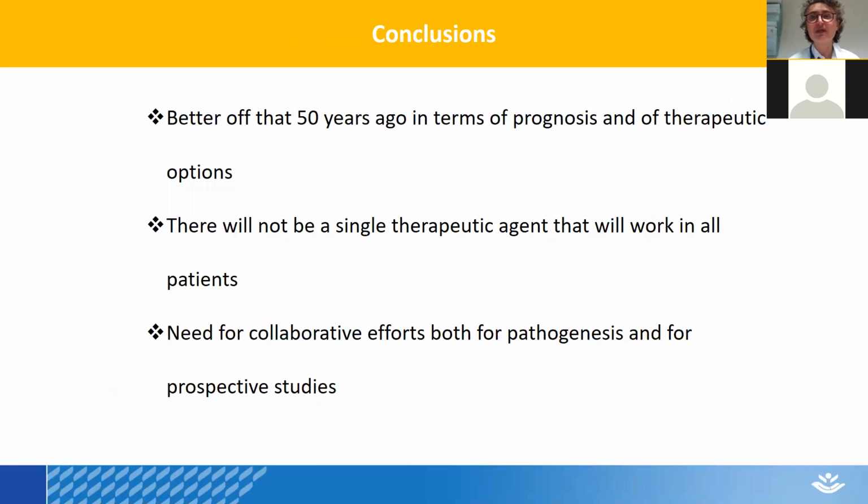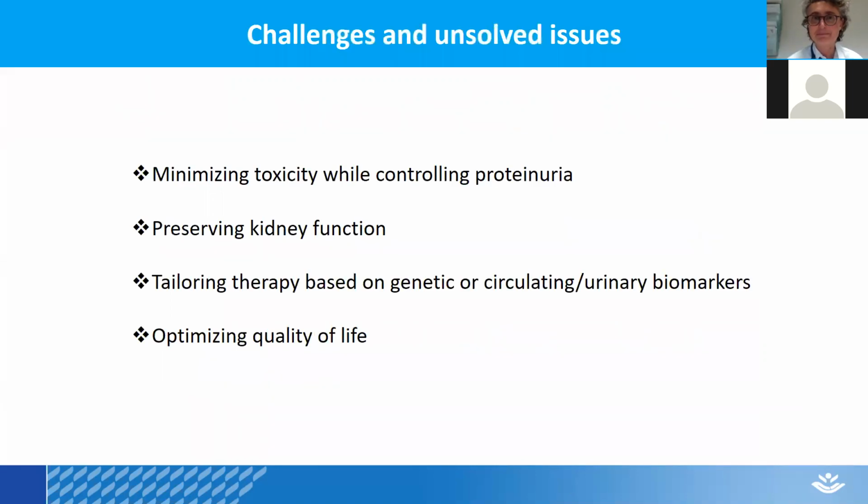So in conclusion, I really wanted you to be confident that we are much better off than we were 50 years ago in terms of prognosis and of therapeutic options. I don't believe that there will be a single therapeutic agent that will work in all patients. And so it's really important to put in place collaborative efforts, both to better understand the mechanisms leading to C3G and to perform effectively and rapidly prospective clinical trials, to inform our way of treating this condition.